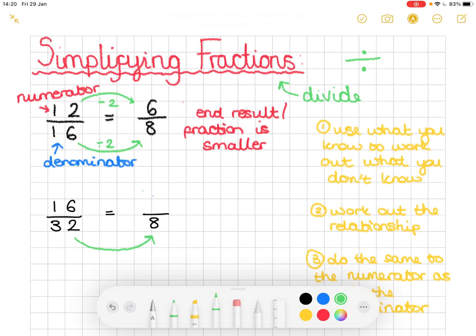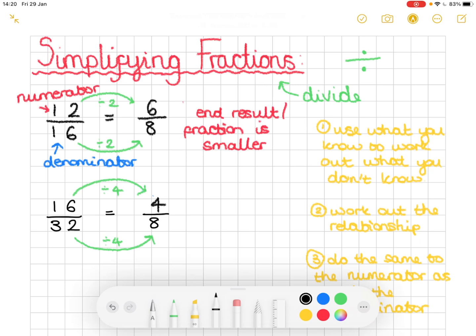What happens to 32 to become 8? If you look down that times table, the 8 times table, what do you need to multiply 8 by to get 32? Now we flip it backwards because we're dividing. So we know that 32 divided by 4 is 8. So step 3, do the same to the numerator as you do the denominator. 16 is also going to be divided by 4. 16 divided by 4 is 4. Okay, so we know that 16 32s is equivalent to, is the same as 4 8s.